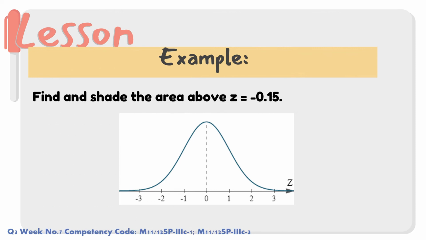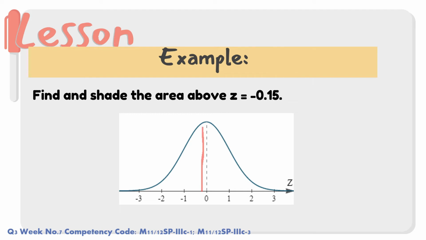Another example, find and shade the area above z equals negative 1.5. To shade, first we're going to locate the z which is equal to negative 1.5. Approximately, negative 1.5 will be here. Then above. When you say above, again, it means to the right. Okay, shade to the right.